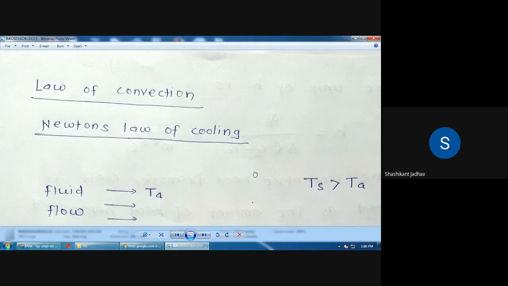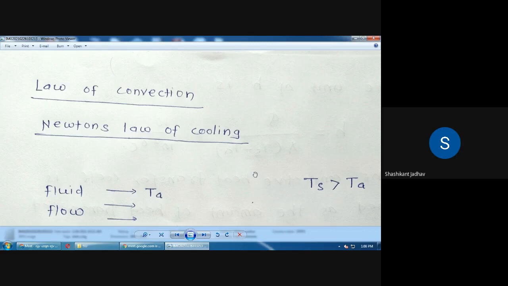Newton's law of cooling. There is a separate unit for convection. But for solving some of the problems in conduction, there is a need to understand the concept of convection. So for that we are considering the law of convection, that is Newton's law of cooling. So write down Newton's law of cooling.